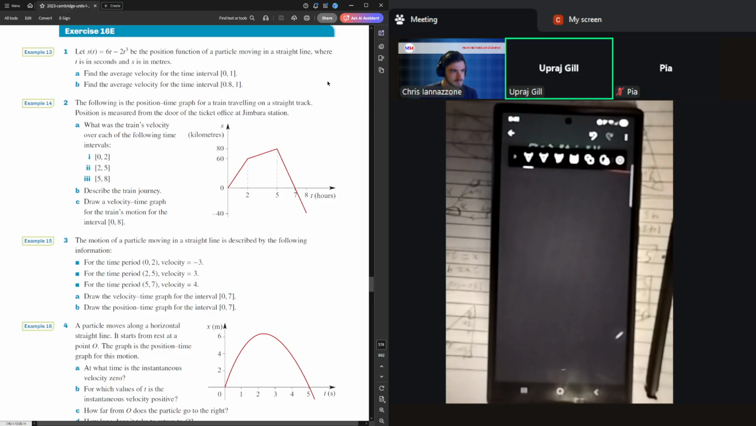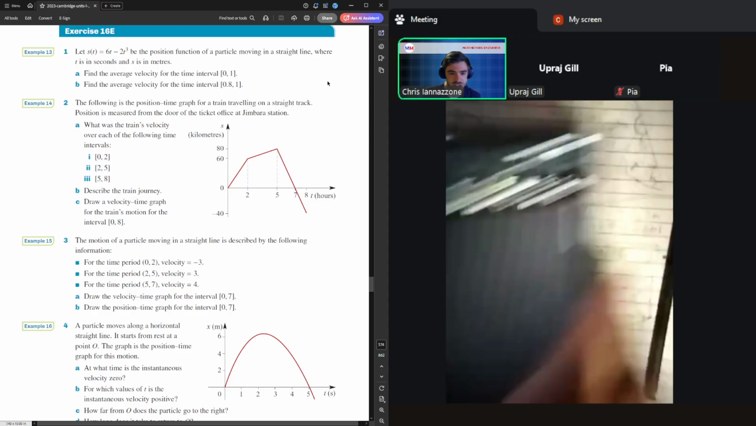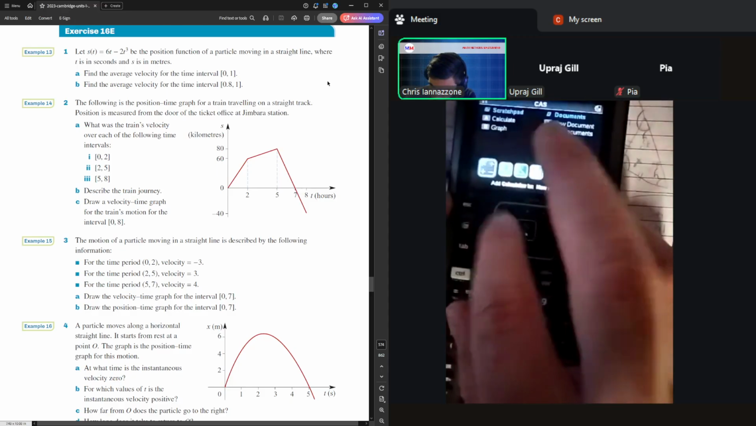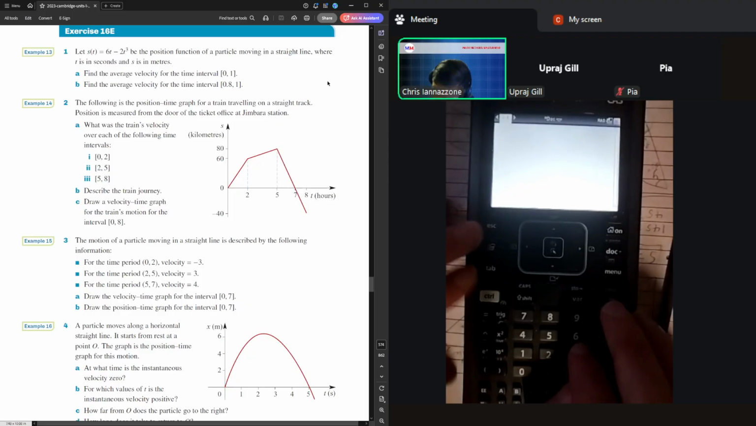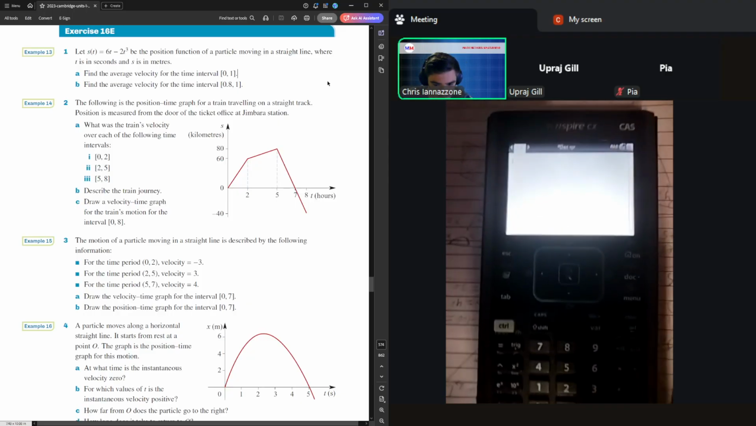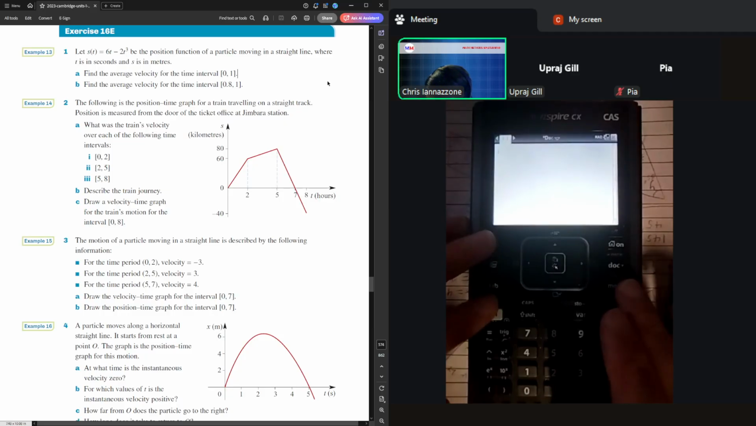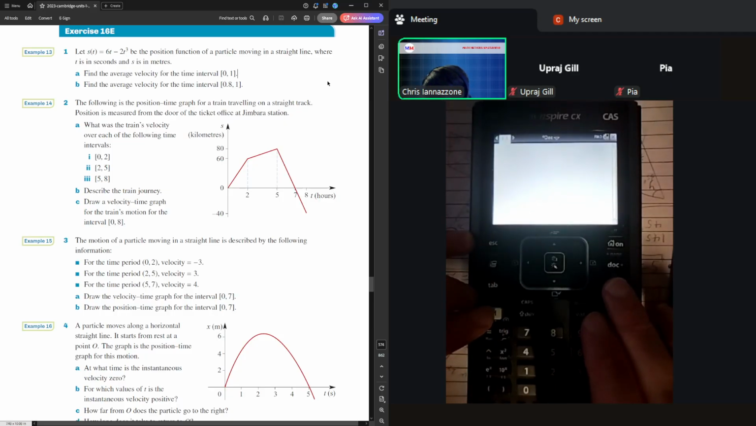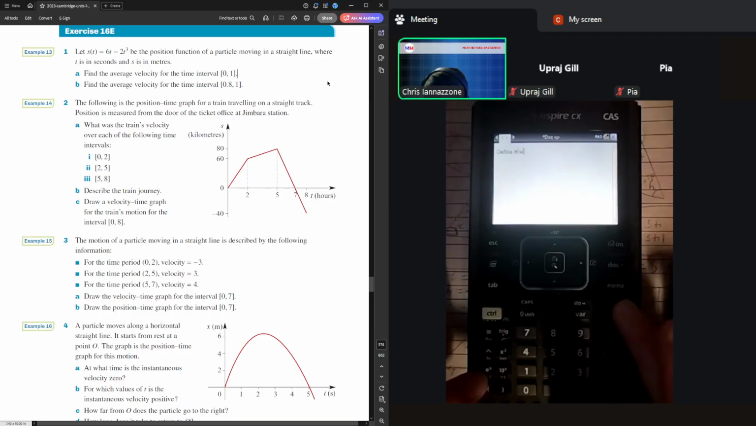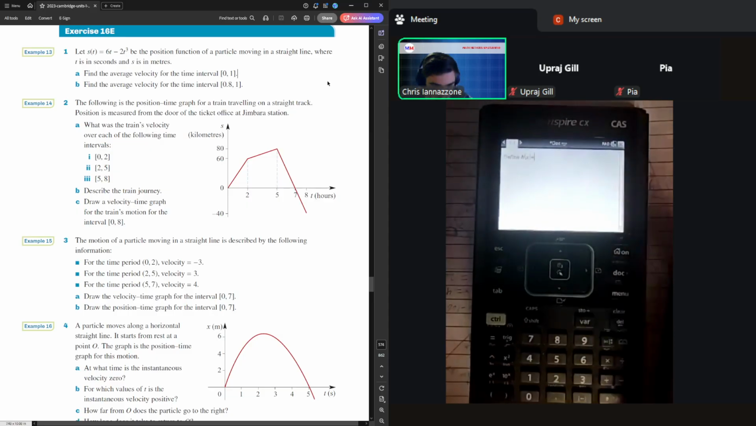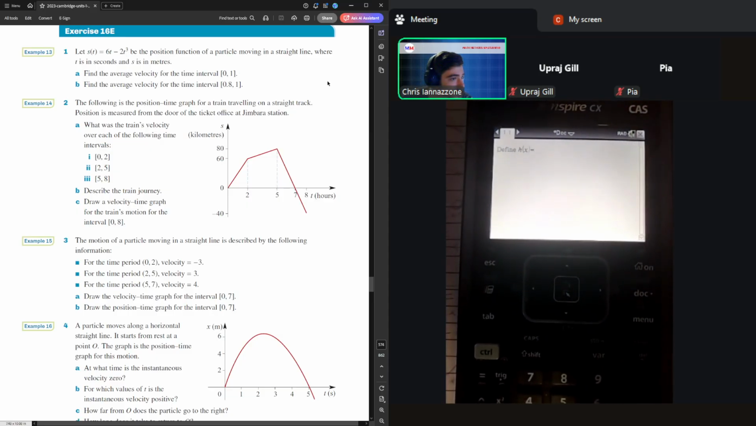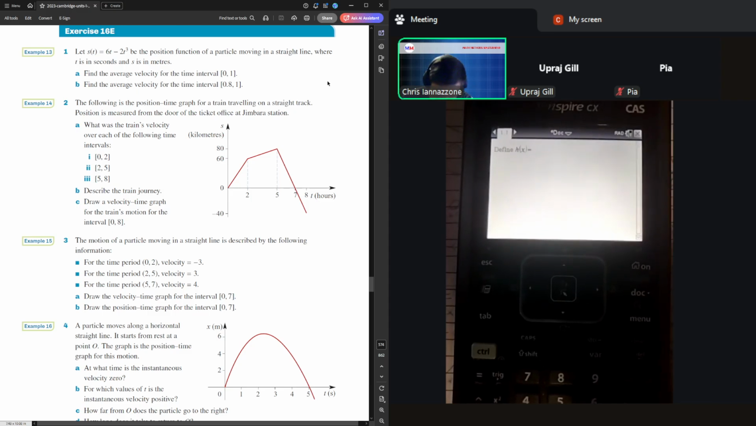Do we sub the points into the equation and then divide it by the run? Yeah, precisely. We're basically just doing a rise over run. Average velocity, your average anything pretty much, is always going to be rise over run of that particular thing. So if we define our function, just quickly speed through that, function is equal to 6x minus 2x cubed.